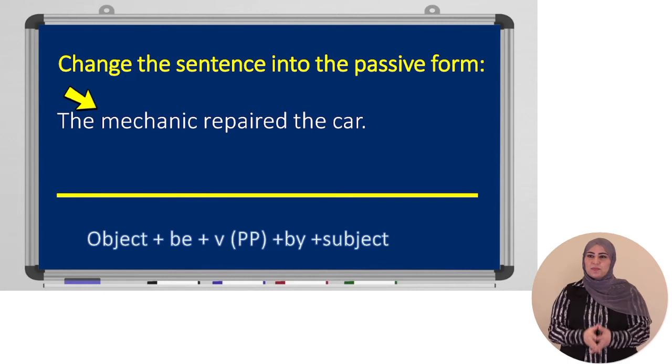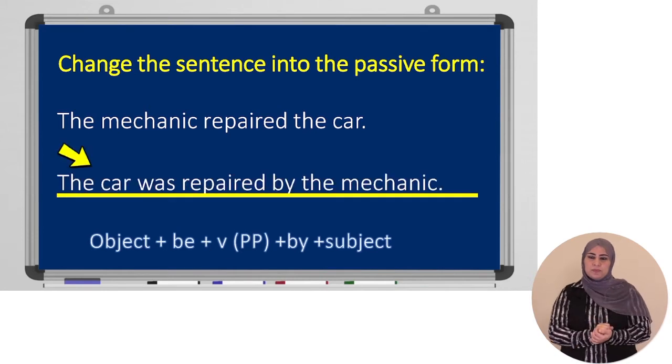The mechanic repaired the car. Focus here on the sentence. First thing you have to do is to find the parts of the sentence. The mechanic is our subject. Repaired is the verb. What did he repair? The car. So we start with our object. The car, because there is no modal verb, we're going to use is, am, are, was, or were. The car is singular and the verb is in the past. So what do we say? We say the car was repaired by the mechanic.